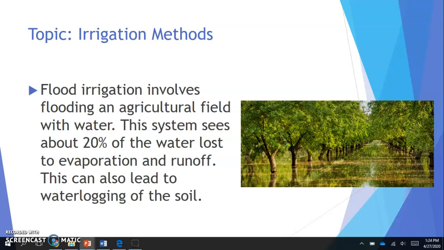I think that almond trees do need a lot of water, and this is a more efficient way to do this, but you do run the risk of waterlogging the soils and then getting a low crop yield because they're not able to uptake oxygen through their roots.